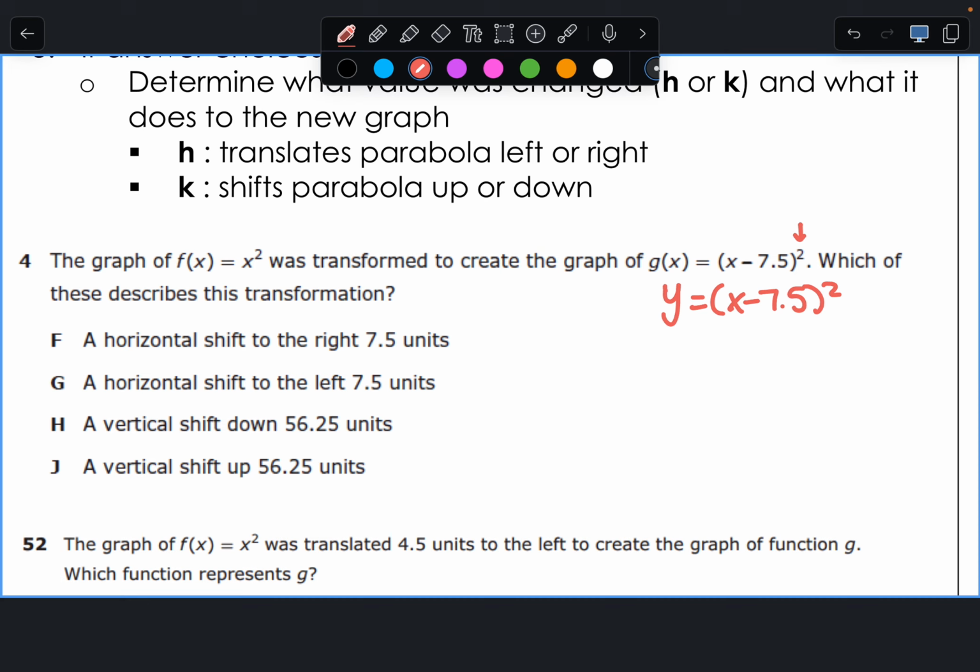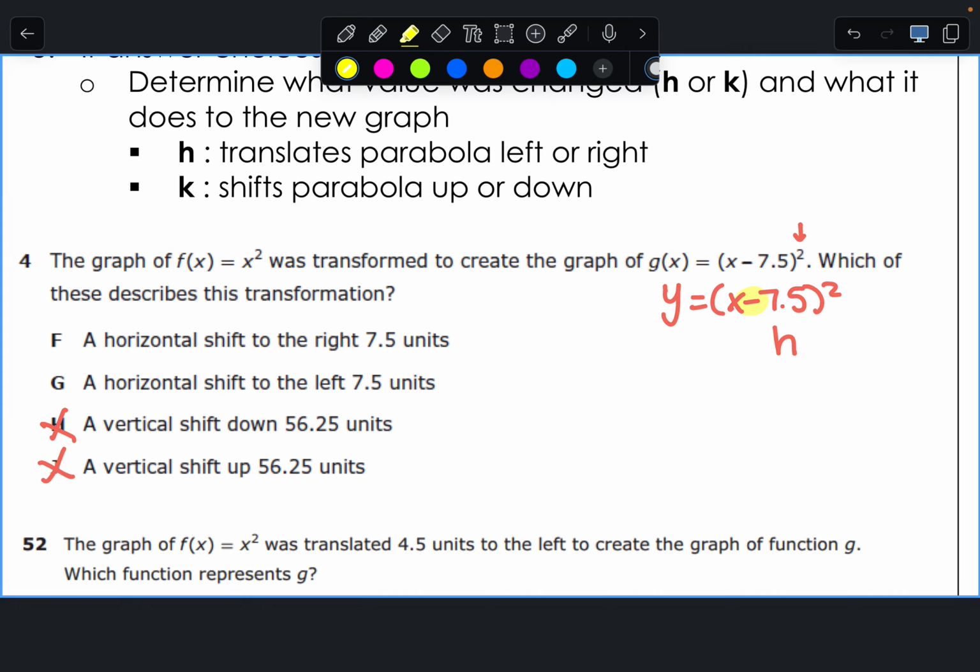Which this number right here, what it does is it moves it left and right. So I know I can get rid of H and J. This is written in vertex form. This is my h. The formula originally has a minus sign in it, so that 7.5 is technically what kind of number? A positive number. In order for it to stay as a minus sign, it's a positive number, so it goes to the right.